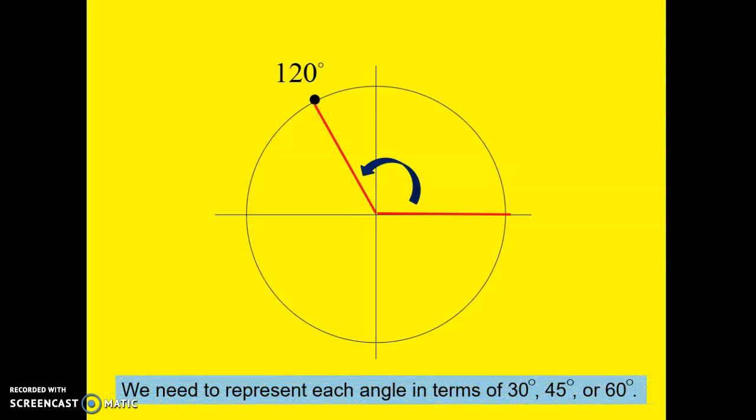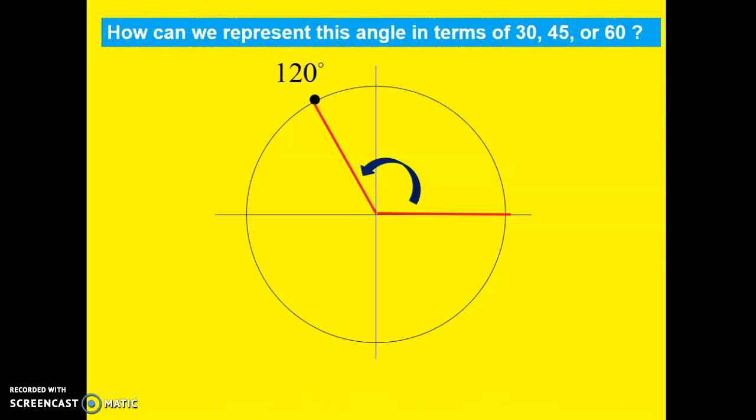So what we have to do is represent all the angles in the unit circle in terms of either 30, 45, or 60 degrees. We can do this by manipulating how we're looking at each angle, by changing where our initial part is. If we start over there at 180 and go backwards, that would be 60 degrees. So now we can identify this terminal side at 120 in terms of 60 degrees.